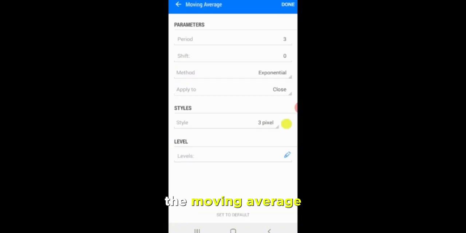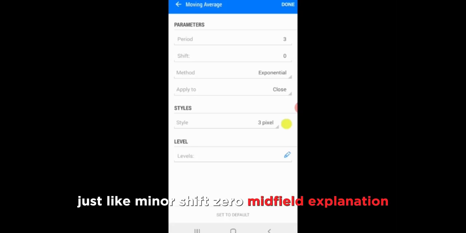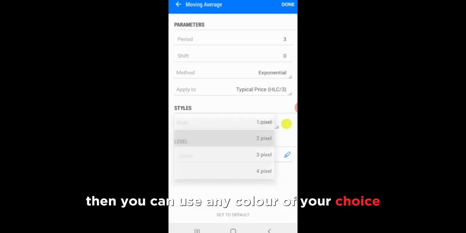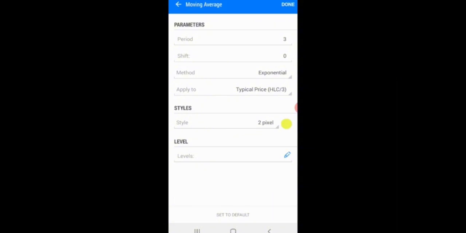The moving average, period 3, shift 0, method exponential, apply to typical price. Then the style is 2 pixels. Then you can use any color of your choice, but I'll use yellow. So done.